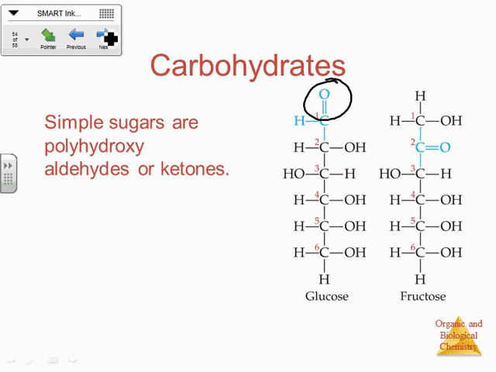So this is an aldehyde, notice, because it's got the hydrogen attached to the carbonyl group. And then this is going to be a ketone because it's got carbons attached to either end. And so this is an example of glucose here. This is an example of fructose. And so you can see these sugars are just these long chains of carbons with these carbonyl groups attached to them at some point.